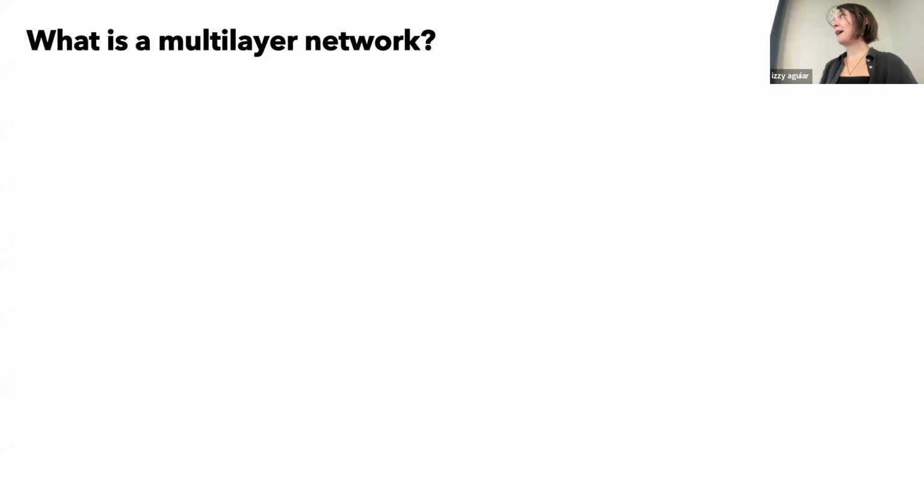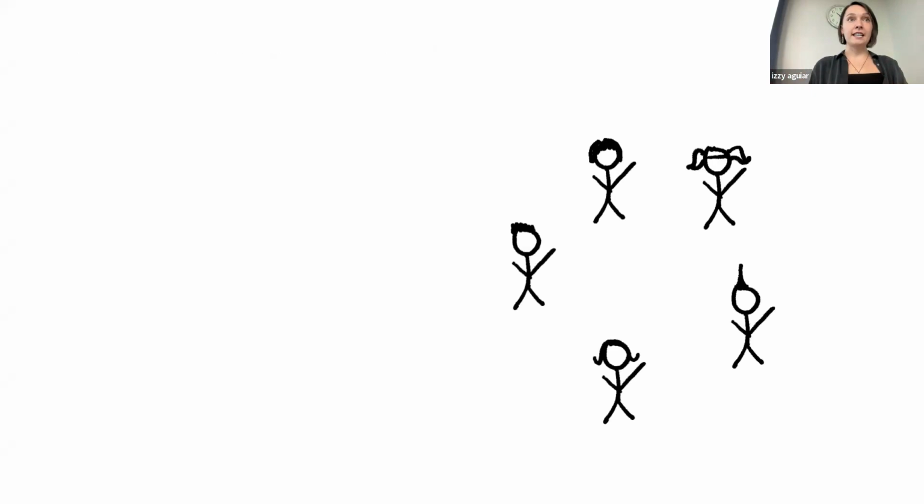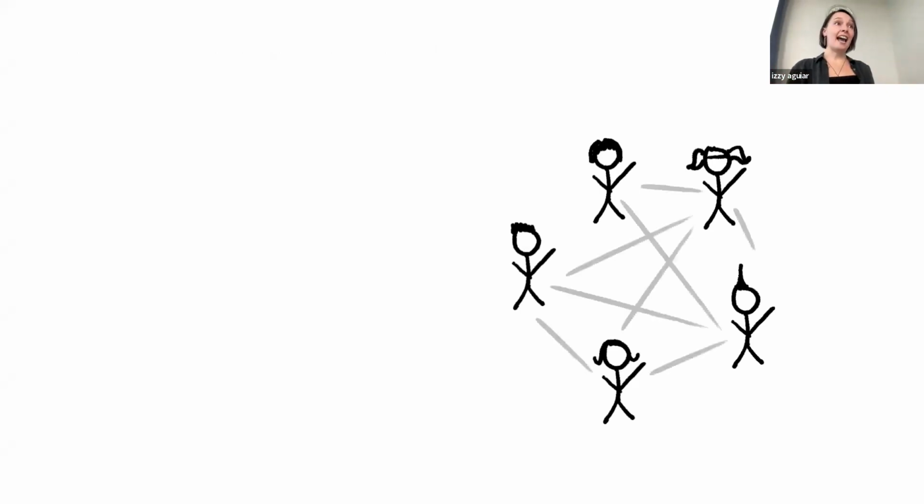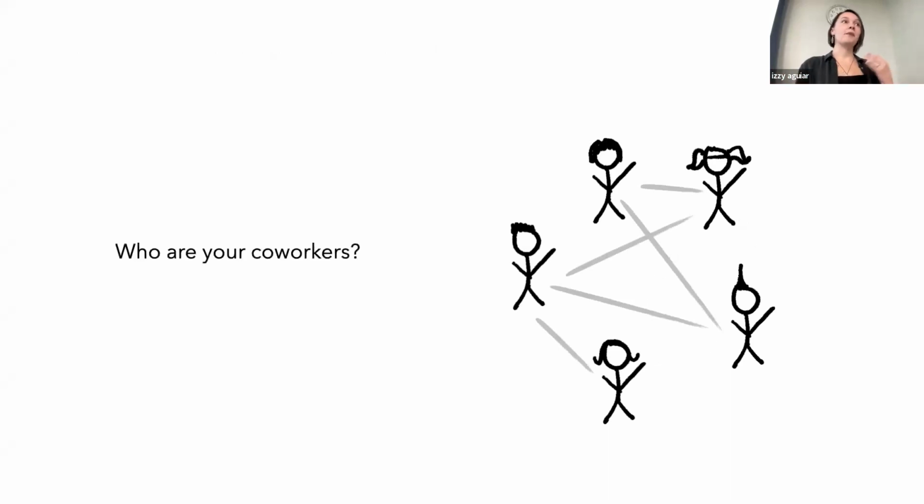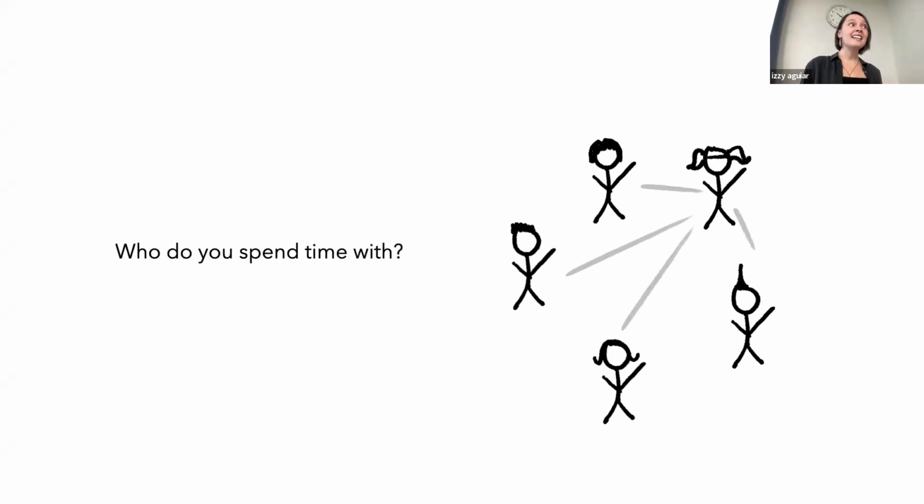So I'll start off by talking about what a multilayer network is, because the tools that we'll use are more generally applicable to multilayer networks, and we'll just be applying them to cognitive social structures. A multilayer network is if we have this group of people and we say, okay, these people are connected to one another, but we might want to be more specific about what connected to one another means. We might want to say, okay, who are your coworkers? Who are your friends? And who do you spend time with?